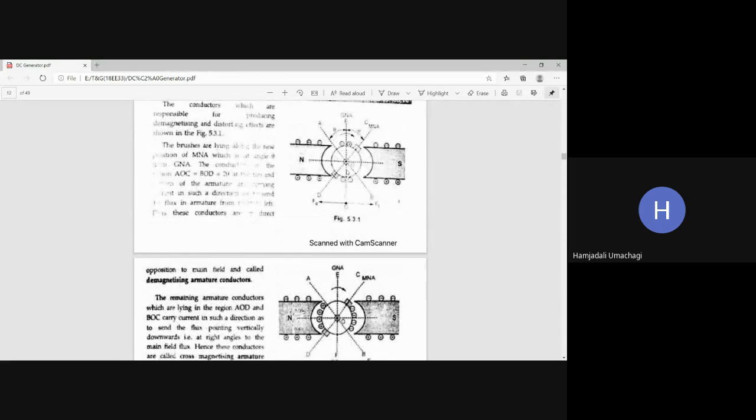Yes, sir. So if this is my armature core, how much of the armature conductors are responsible for demagnetizing, and how much are responsible for cross magnetizing, that we are going to calculate here. If this is the 360 degree armature core area, we are saying that the AOC and BOD areas' armature conductors are responsible for demagnetizing, and the rest of the area, that is AOD and COB, is responsible for cross magnetizing. And how much angle are they covering? Theta m plus theta m plus theta m plus theta m, so altogether it is 4 times theta m.